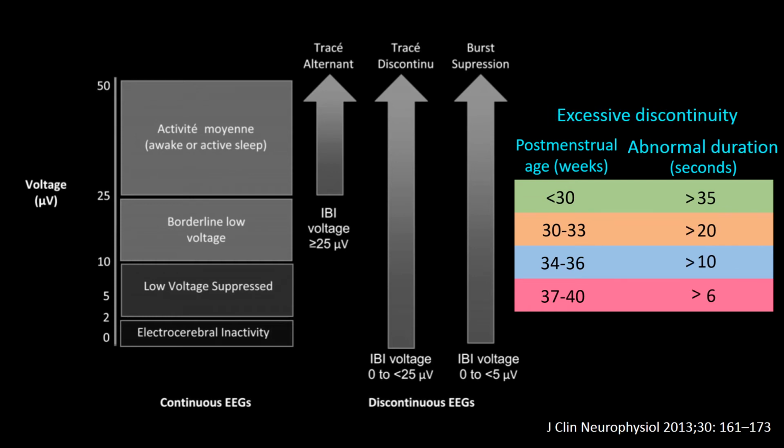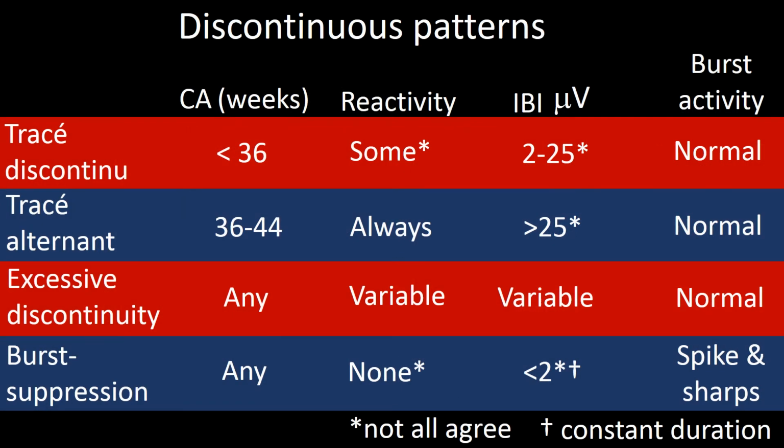A fourth option presented in this frame is abnormal discontinuous pattern. This occurred when the interburst intervals are excessively long. This new frame summarizes these four patterns using the criteria that is accepted by most, but certainly not by all, electroencephalographers.